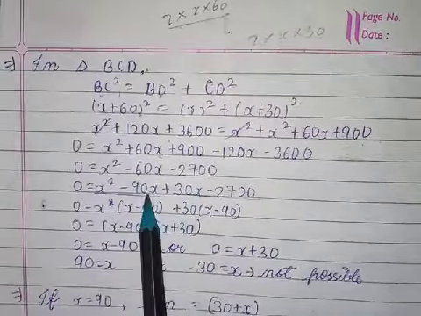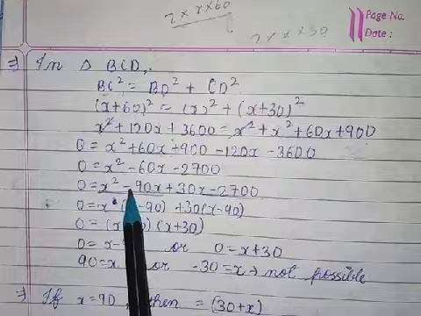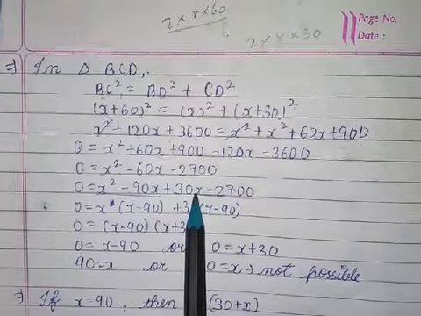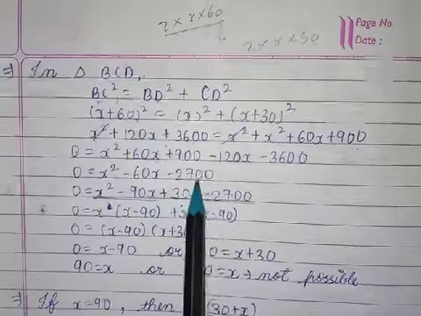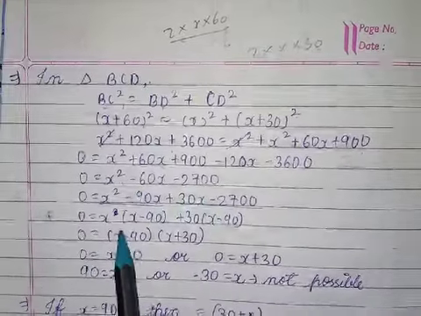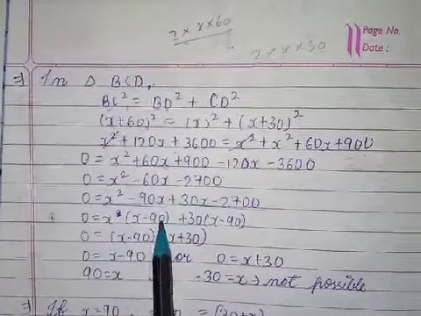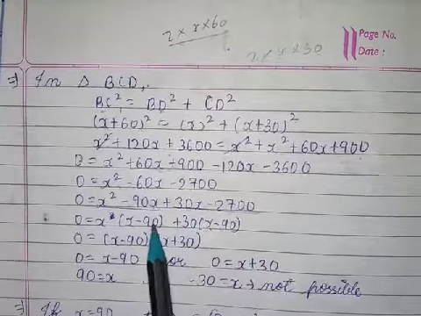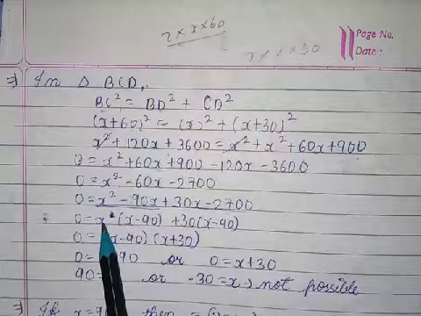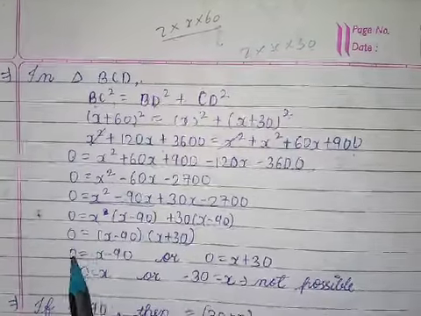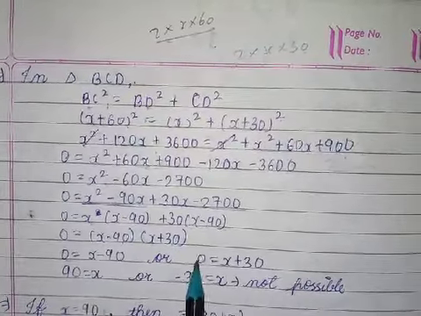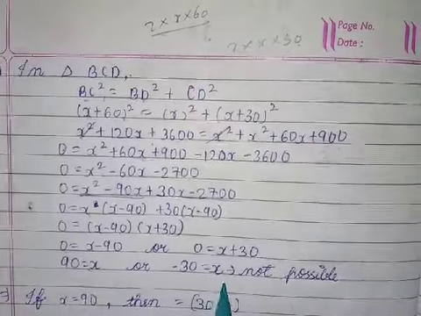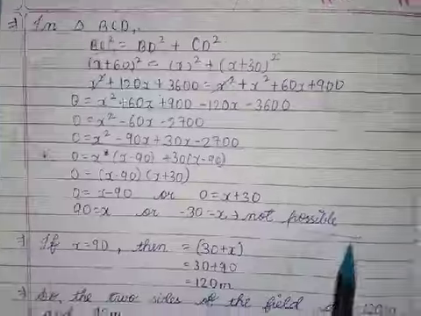So you have to find the factors: 60 is minus 90 plus 30, is it? Okay. You will get 2700. So that is a factor of it. So x taken common, x minus 90; 30 taken common, x minus 90; again x minus 90 taken common, so x plus 30. So x minus 90 is equal to 0 or x plus 30 is equal to 0. So x is equal to 90 or x is equal to minus 30, which is not possible.